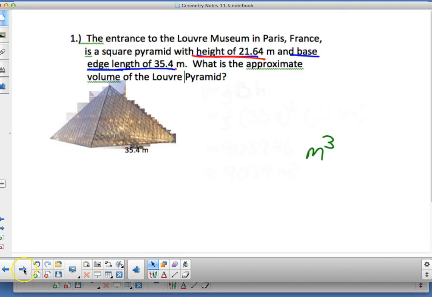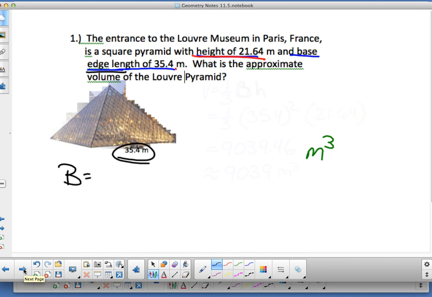Now, the entrance to the Louvre Museum in Paris, France, is a square pyramid with height 21.64 meters and base edge of 35.4. What's the approximate volume of the Louvre? First, it's a square pyramid. So the length of an edge right here is 35.4. Because it's square, big B is a square. So that's side squared, 35.4 squared for big B.